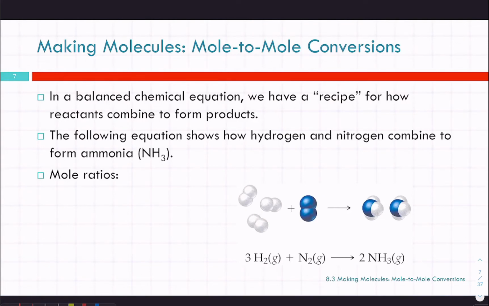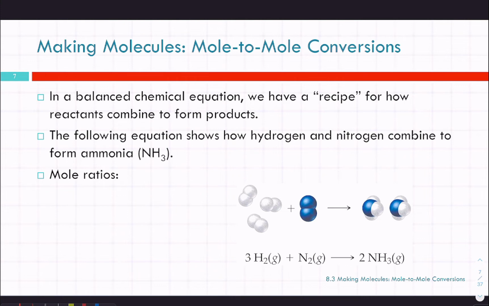So if we take this over to a chemical reaction, in a balanced chemical equation, we have a recipe for how reactants combine to form products. In this case, we have a synthesis reaction, right? We're taking 2 simple things and making something more complicated. We're taking hydrogen and nitrogen and combining them to make ammonia.